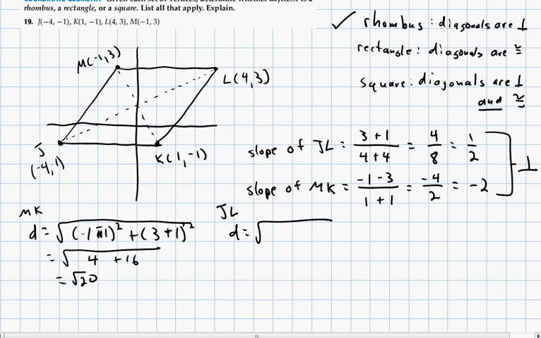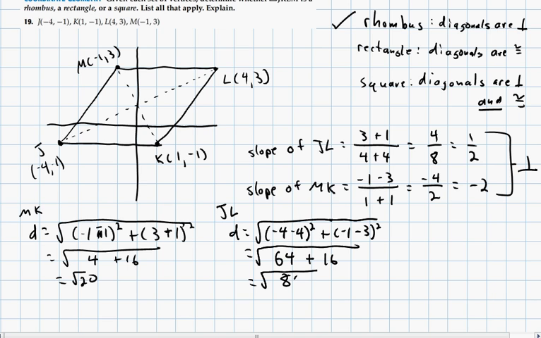For this, we're going to do -4 minus 4 squared plus -1 minus 3 squared. So -4 minus 4 is -8. Square that, and that is 64. Plus -1 minus 3 is -4. -4 squared is 16. That's the square root of 80. So they are not congruent. Since they are not congruent, that means this is a rhombus.